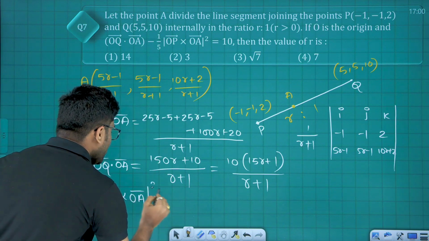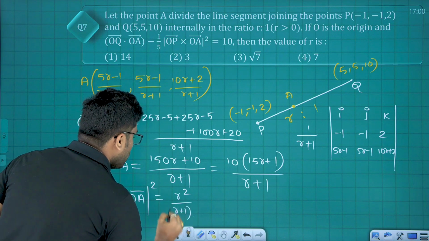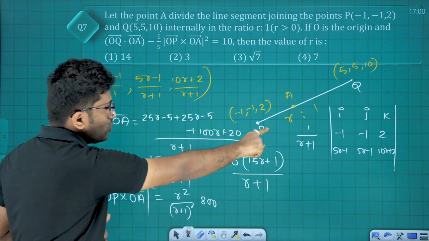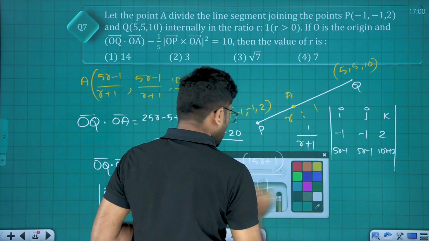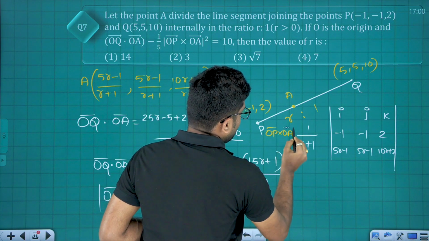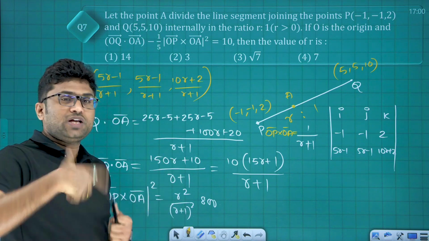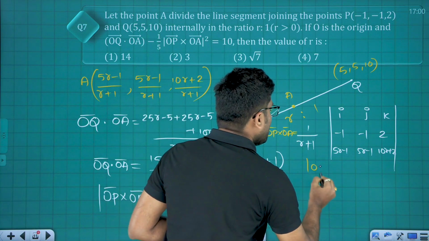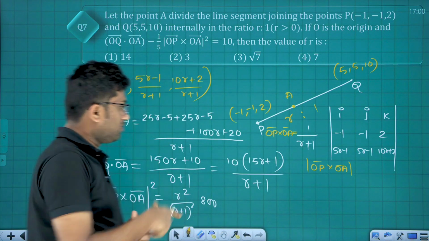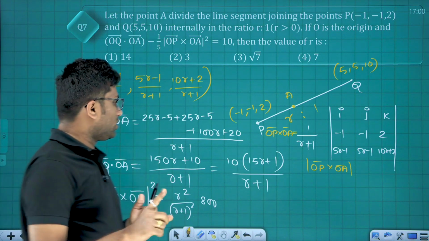So if you do it, I am writing it directly, you will be getting r square divided by (r plus 1) whole square into 800. Okay, you do it, friends. This one will be OP bar cross OA bar. Once you get this, simplify it, then you have to find the mod of OP bar cross OA bar. By squaring that, you will get the magnitude squared as r square divided by (r plus 1) whole square into 800.